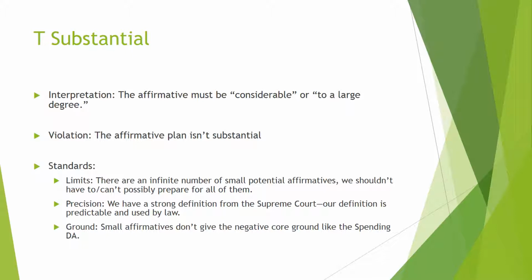They could make a precision argument, claiming that they have a strong definition from the Supreme Court and that any deviation from that definition shouldn't be allowed. Or they could make a ground argument that small affirmatives don't give the negative core ground, like the spending disadvantage, to run against them, biasing the topic for the affirmative.